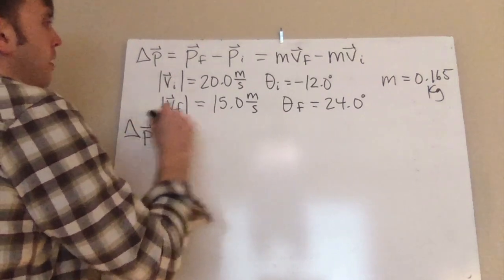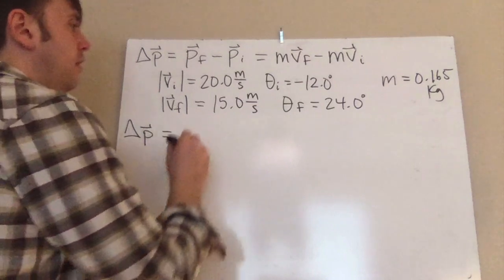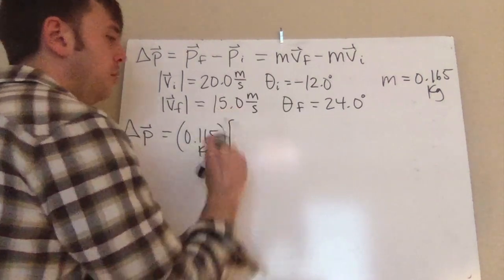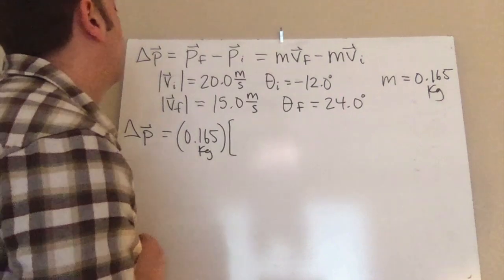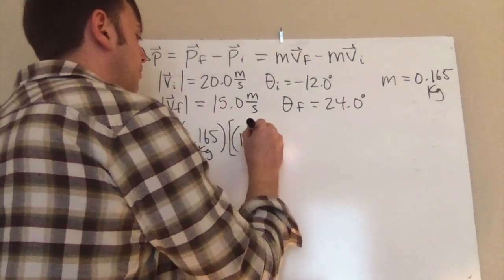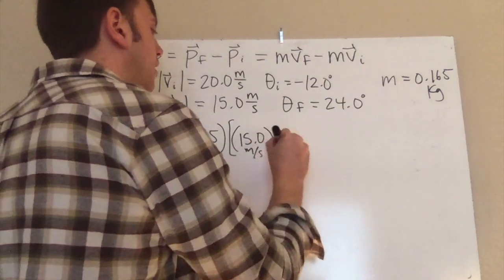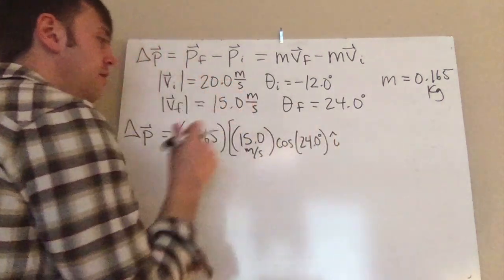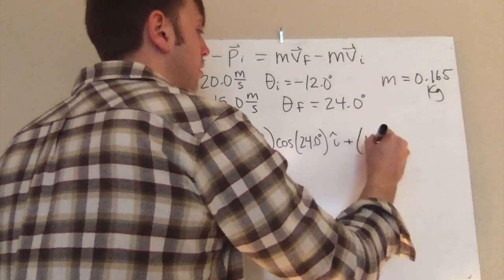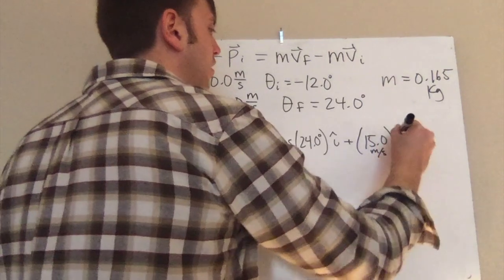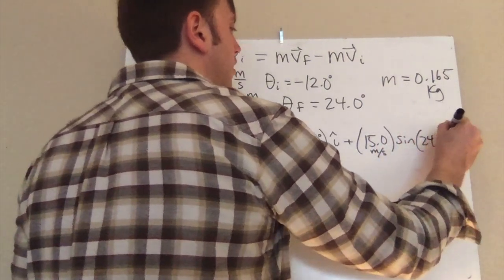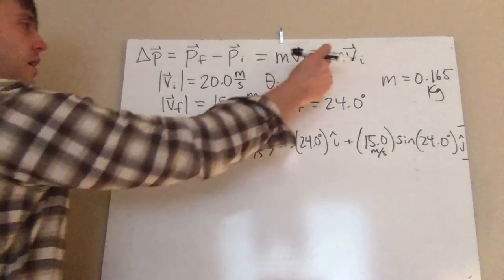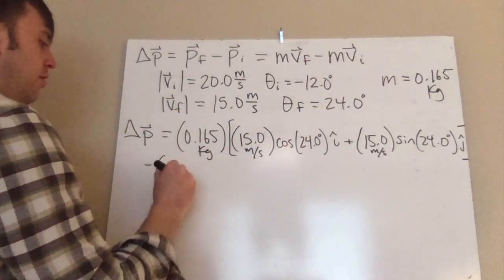All right, delta P. So I have m times v final. So that's going to be m, 0.165 kilograms. Now I'm going to write v final as a vector in xy form. Well, v final has a magnitude of 15 meters per second. If I take cosine of 24 degrees, that will give me the x component of v final. If I take that same magnitude and multiply by sine of 24 degrees, that will give me the y component. Okay, then I subtract m times v initial, so take the same m value, 0.165 kilograms.